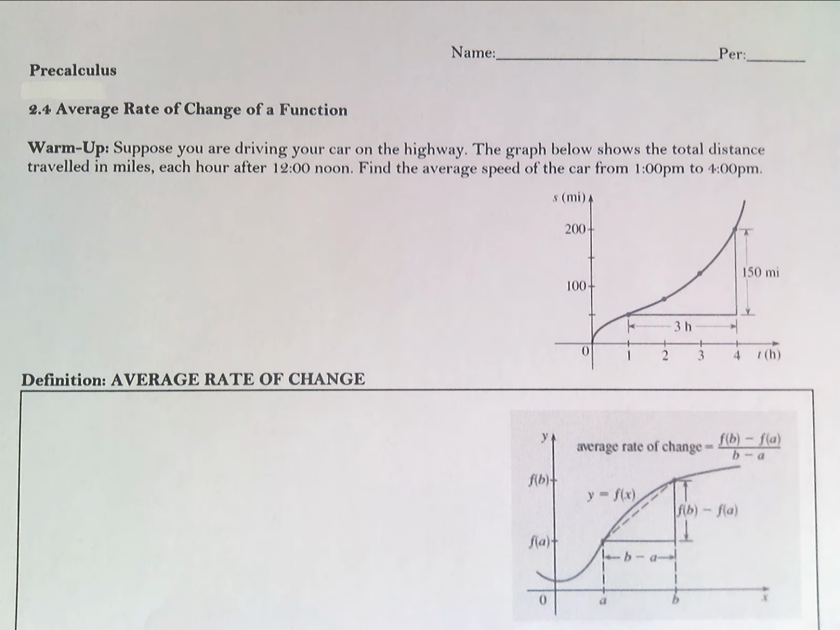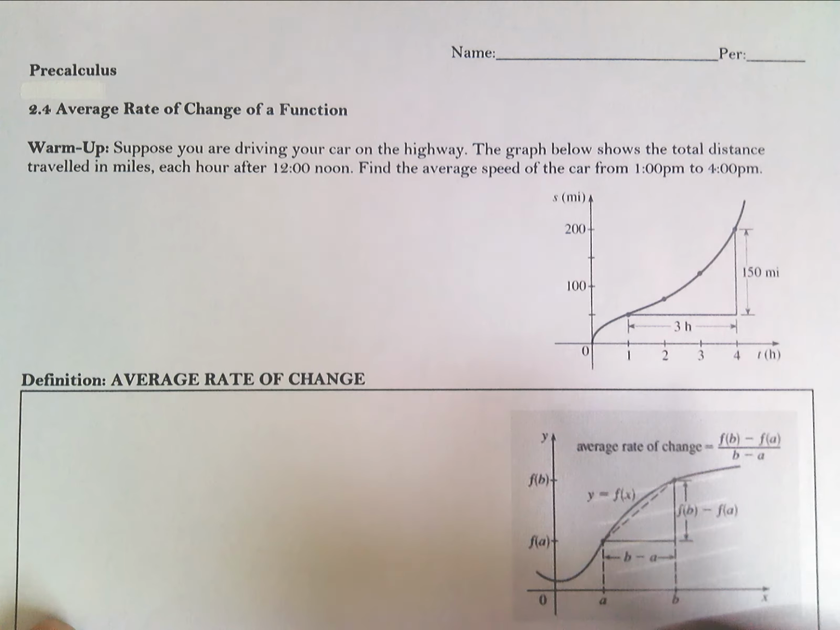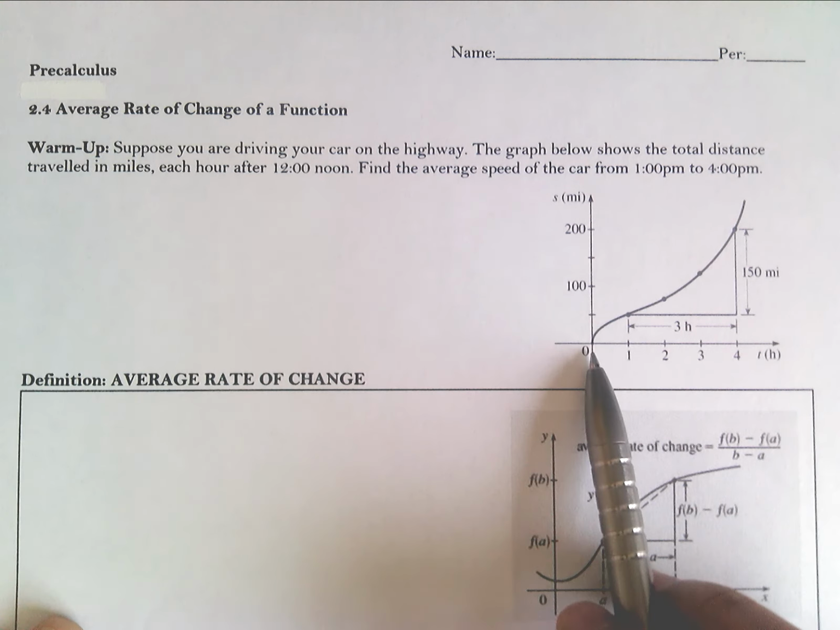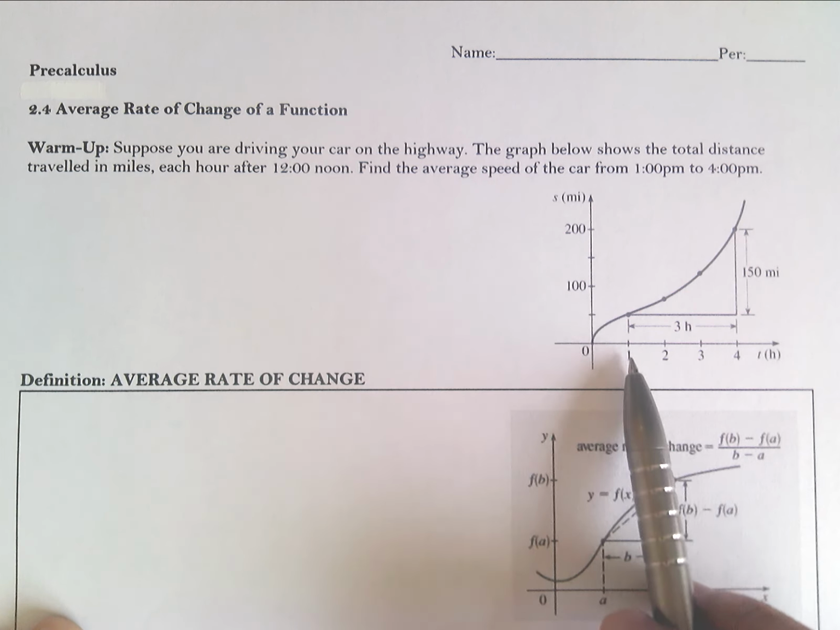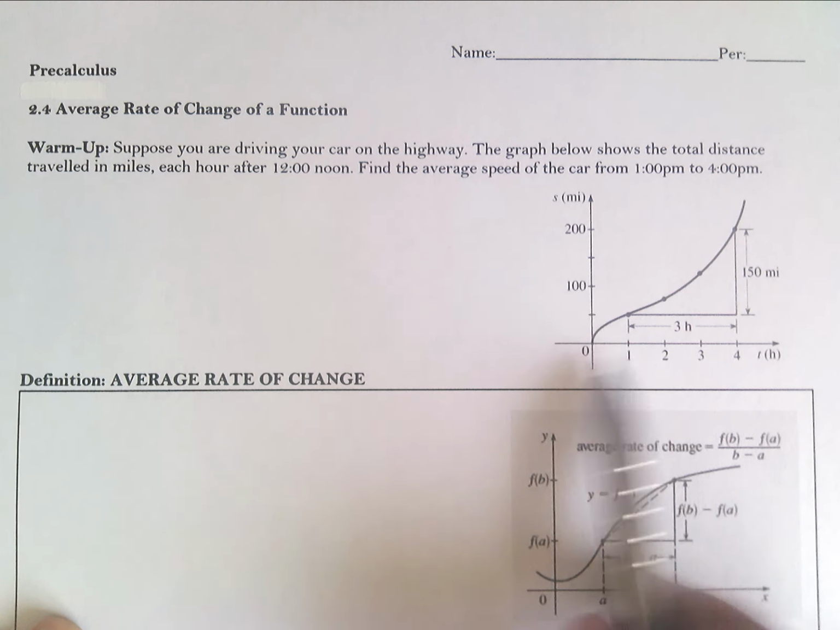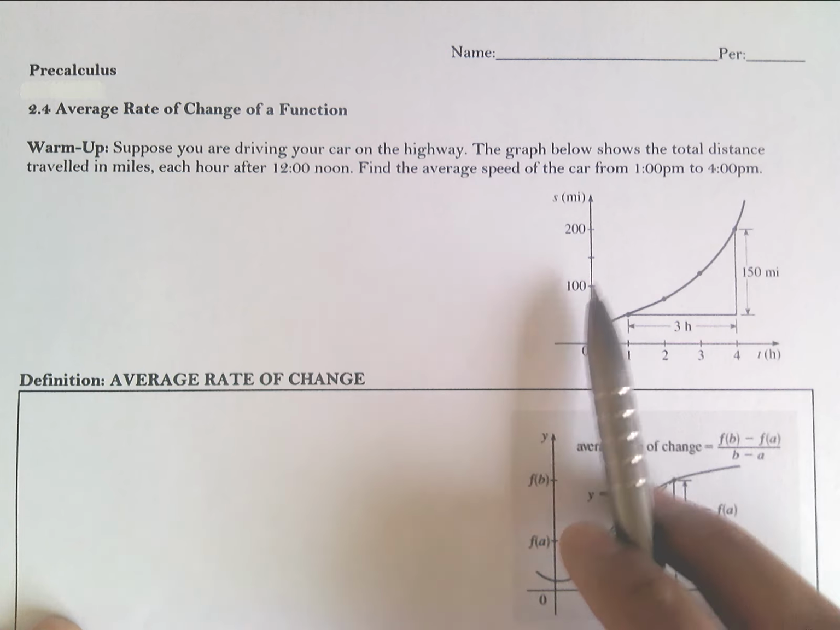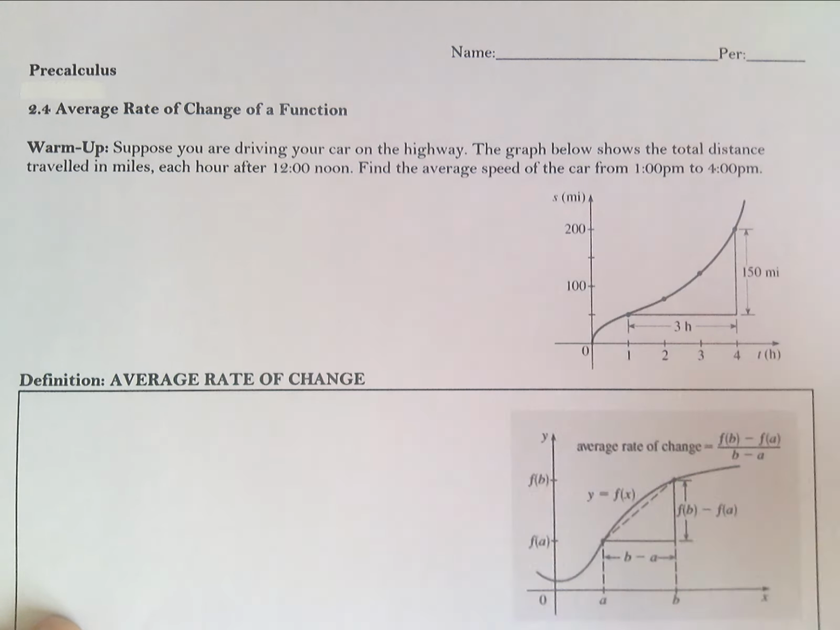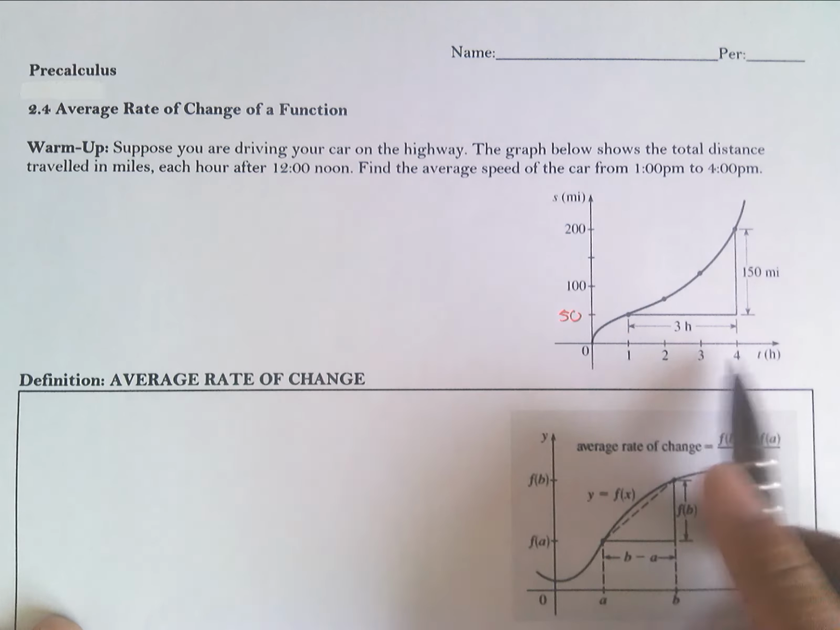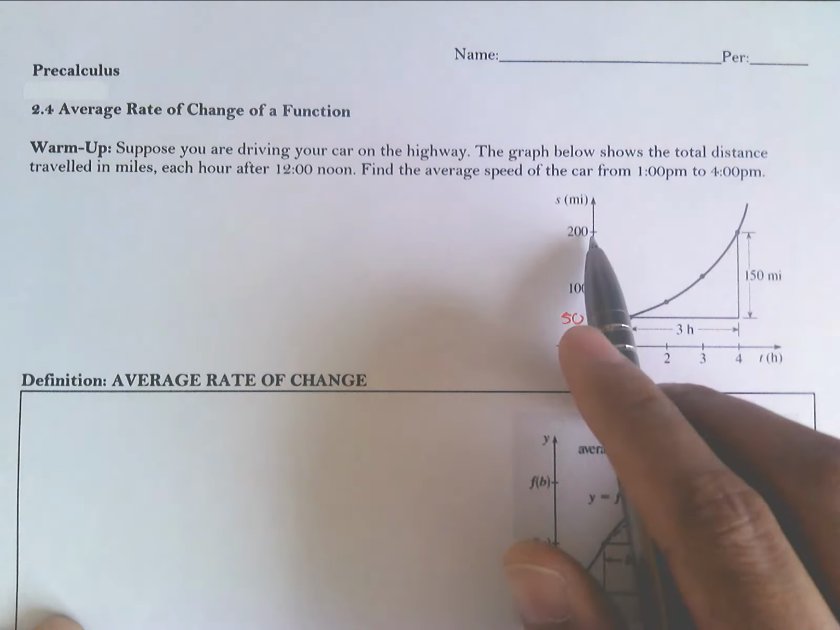to 4 p.m. So, in order to find the average speed, we first have to know how far we've traveled at each of the times at 1 p.m. and 4 p.m. Taking a look at our graph here, we can see that 0 hours after 12 noon is 12 noon. 1 hour after is 1 p.m. So this is what we're looking at. At 1 p.m., we have traveled, if this is 100, halfway is 50. So at 1 p.m., we've traveled 50 miles. And 4 hours after 12 noon, or 4 p.m., we've traveled a total of 200 miles.